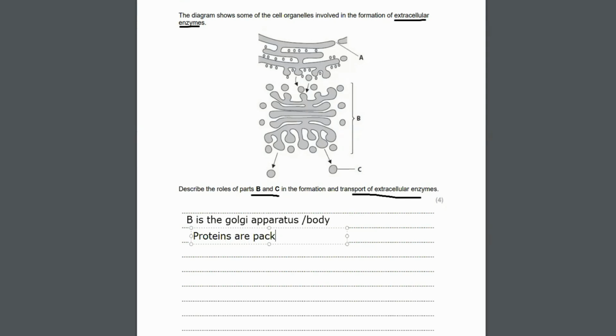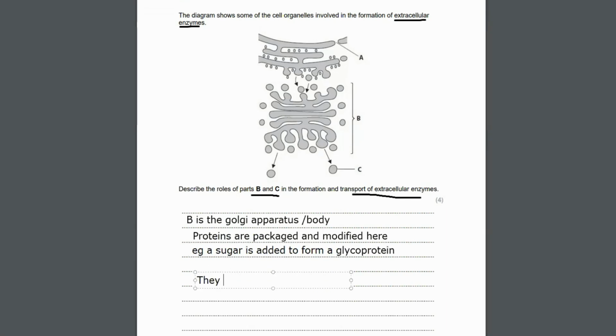Proteins are packaged and modified here. The folding of the proteins happens in the rough endoplasmic reticulum. That's over before the Golgi apparatus here. It's not part of B. Sometimes a sugar could be added to the protein in B, which is the Golgi apparatus, to form a glycoprotein.